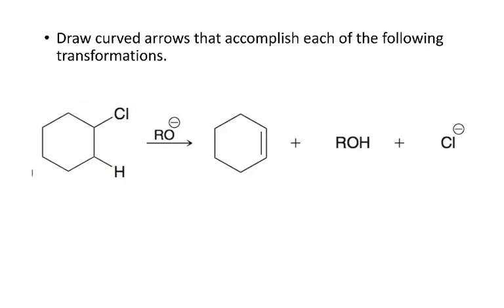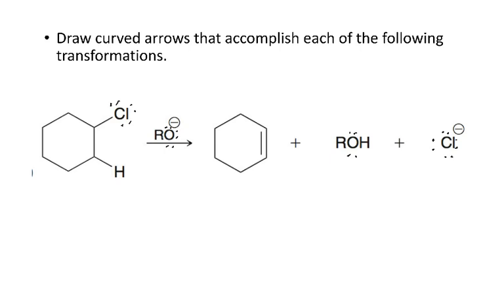All right, here's another example. Again, before I even start, I'm going to go ahead and put in my lone pairs. All right, so we've got a couple things going on here. This negatively charged oxygen is becoming ROH, so it's stealing this hydrogen. And then the chlorine atom is popping off, and I'm getting a double bond. Right? So let's tackle each one of these individually.